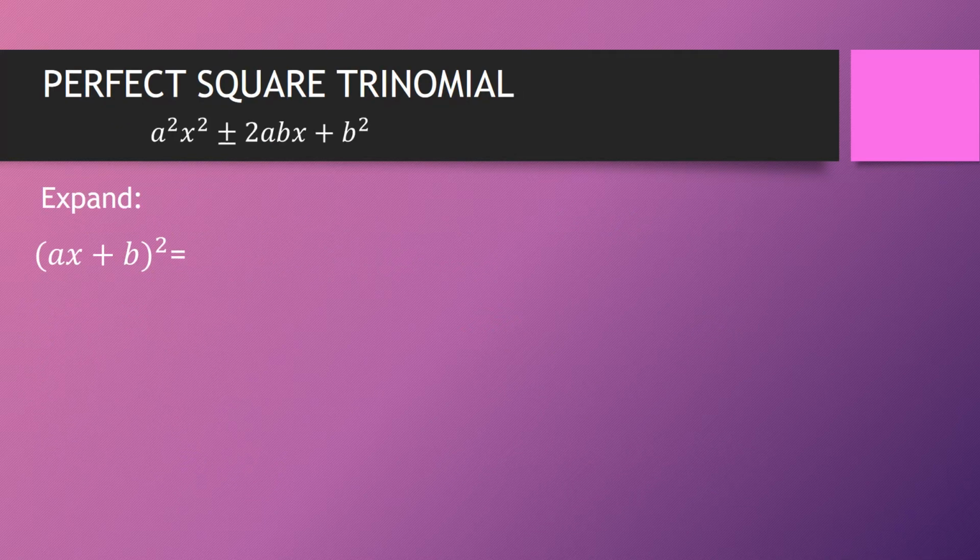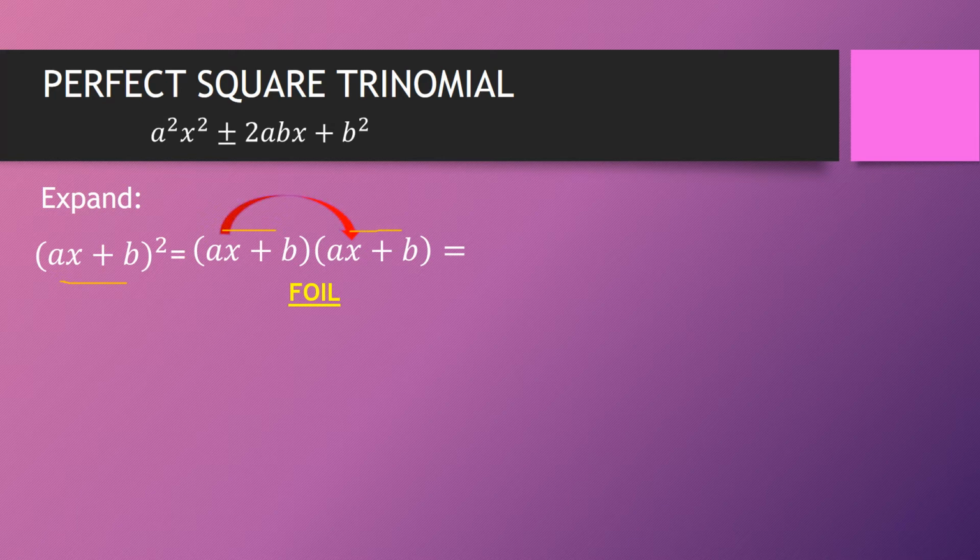Now I want to introduce how to expand a binomial squared. Because it's a square, you multiply the binomial by itself, two times. Now you have ax plus b, and you multiply ax plus b times ax plus b. Now, what are you going to do?